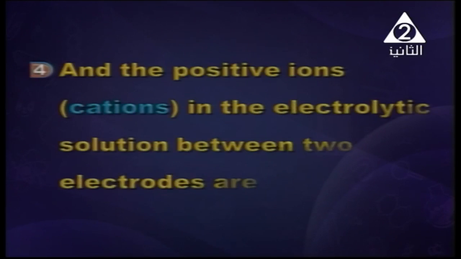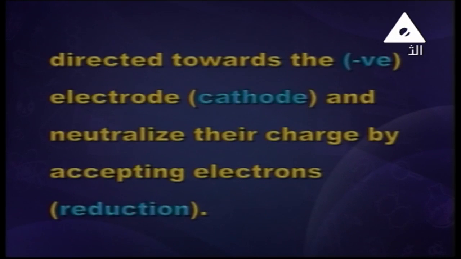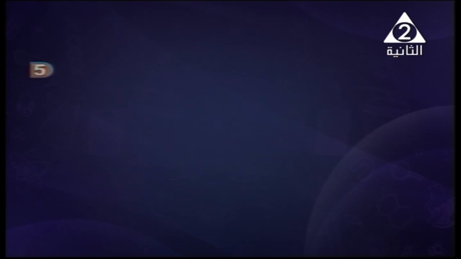Number five, the positive ions, the cations, in the electrolytic solution between the two electrodes are directed towards the negative electrode, which is the cathode, and neutralize their charge by accepting or gaining electrons, which means a reduction process, at the cathode.